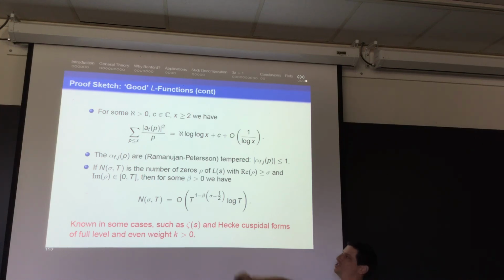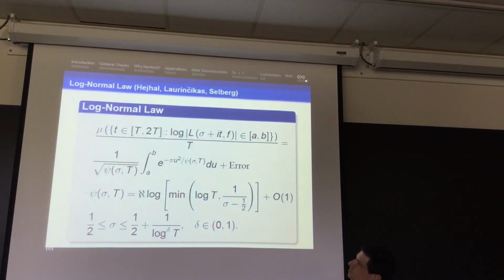The Riemann hypothesis is enough to allow you to bypass this. It turns out that these properties are known for certain families of L functions, in which case we can prove that we do have Benford behavior. The key result is the log normal law, which says: look at the measure of the values of t between T and 2T such that the log of the absolute value of my L function is in this interval. It converges to being normally distributed.